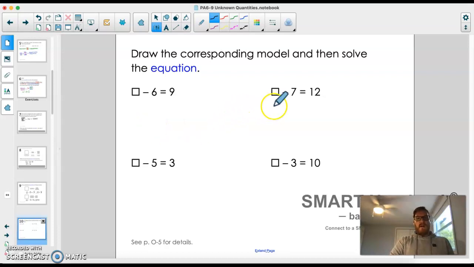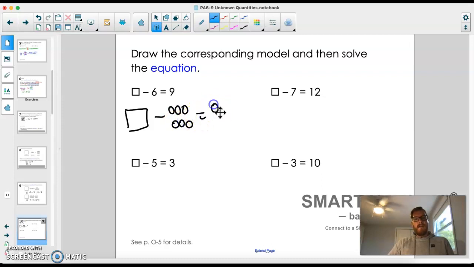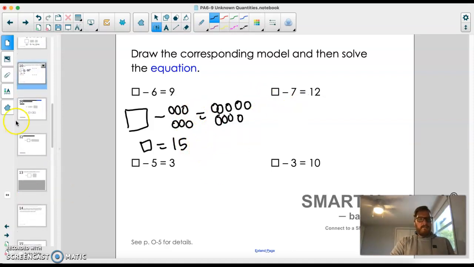So it says now to draw a corresponding model and then solve the equation, which is just kind of going in reverse from what we just did, but I'll just do one. We have an unknown and you take out 6 and you are left with 3, 4, 5, 6, 7, 8, 9. You're left with 9. And so what we would do then is say that in the original box there's 15, because 15 minus 6 equals 9. I'm not going to do the other ones. I'm just going to move on because there are a lot of slides yet.